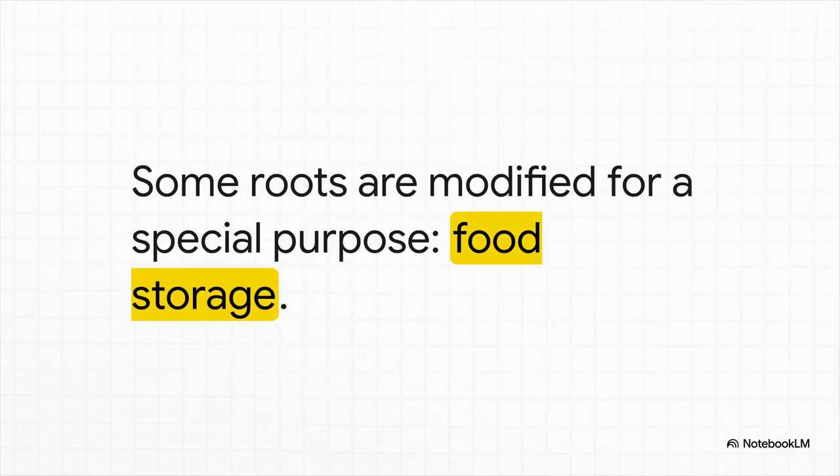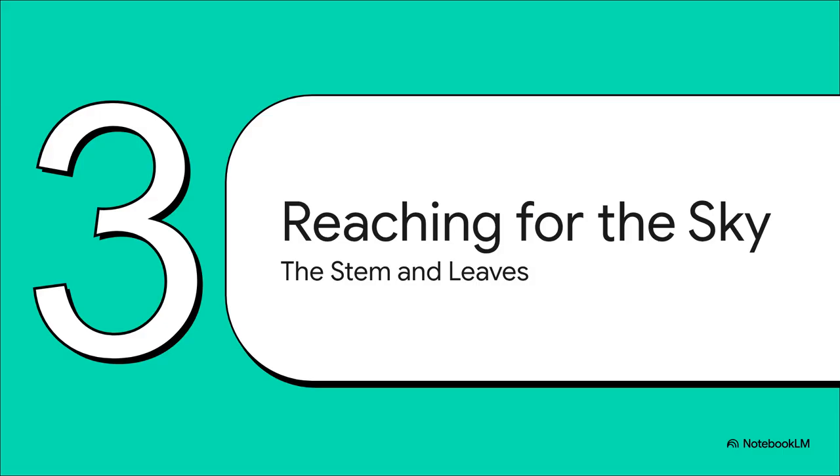Now, here's where it gets really cool. Roots aren't just for anchoring and drinking. Some plants have cleverly modified their taproots to become underground pantries for storing food. Just think about carrots or radishes or beets. Anytime you eat one of those, you're literally eating a specialized, super nutritious root that the plant uses to save up energy. All right, so we've explored that hidden world underground.